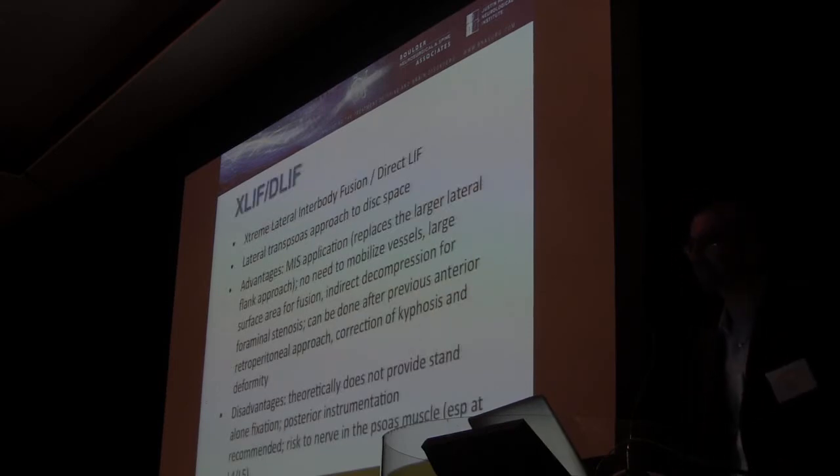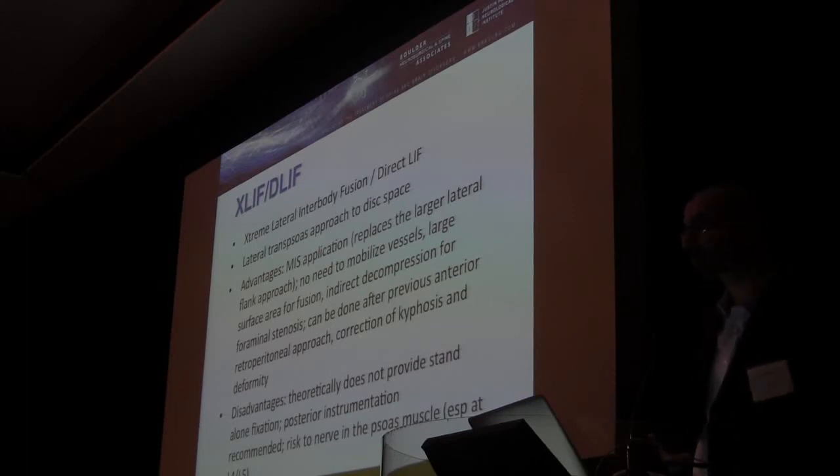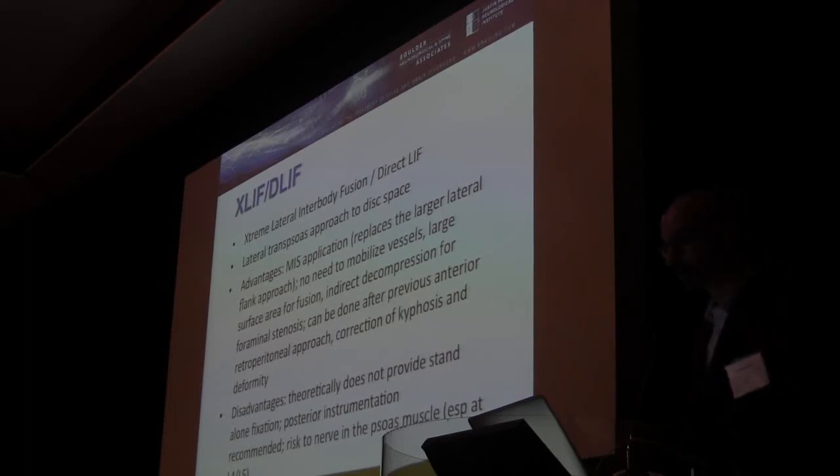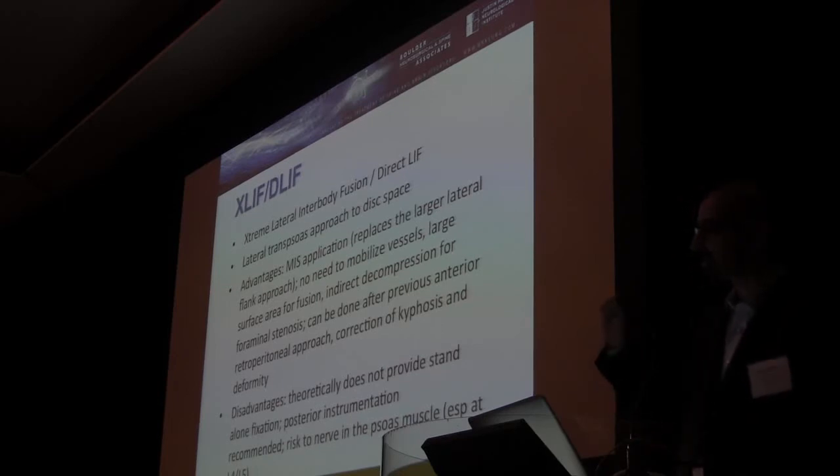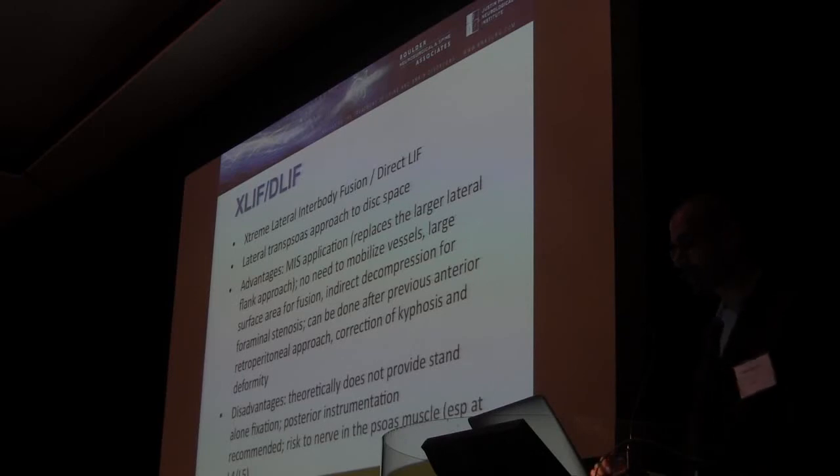X lift, D lift, L lift, a lot of words, kind of similar concept. This is coming in from a lateral approach. These are all the trade names. Essentially what you're doing is you're going through the psoas muscle. It's nice because the incision is very small. You can get a very large graft into that space. You can do an indirect decompression by cranking open the disc space and opening up the foramina bilaterally.